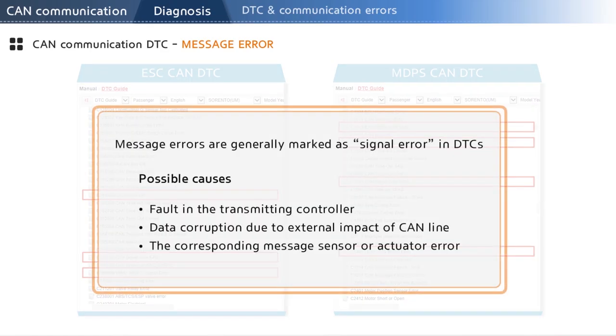Message error can be caused by a fault in the transmitting unit, data corruption due to reasons not originated from CAN, or sensor and actuator fault related to the message.